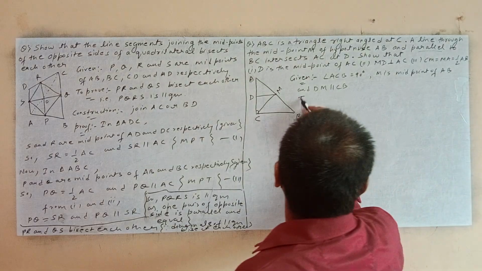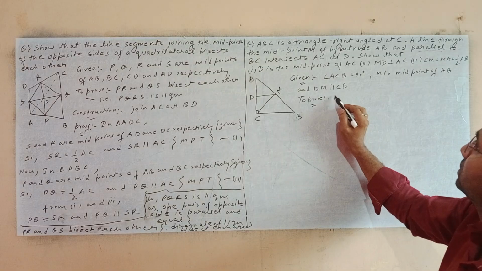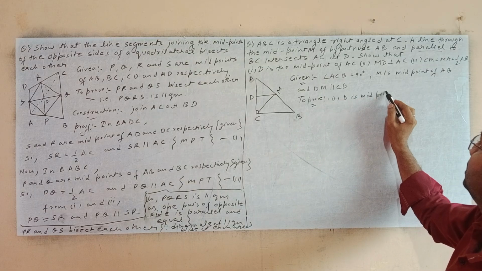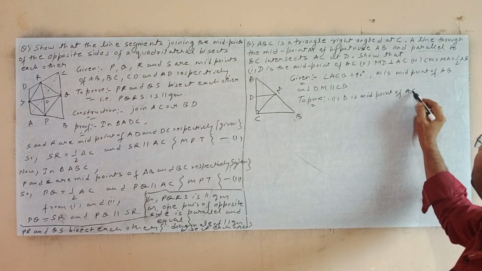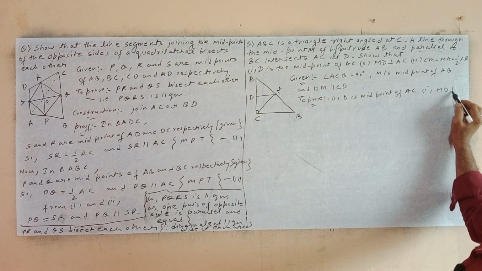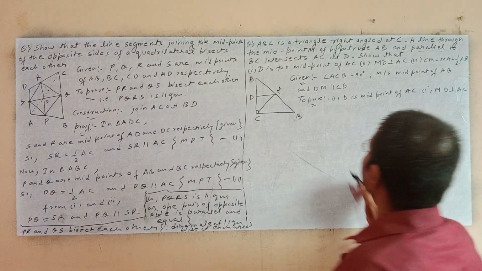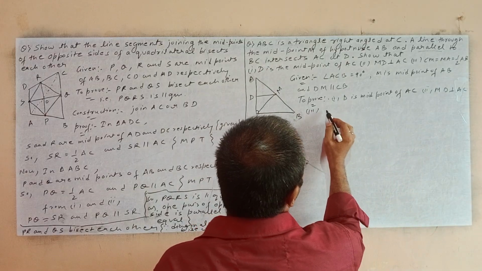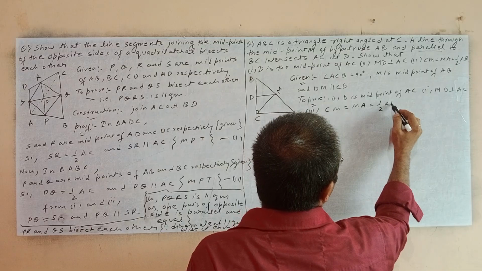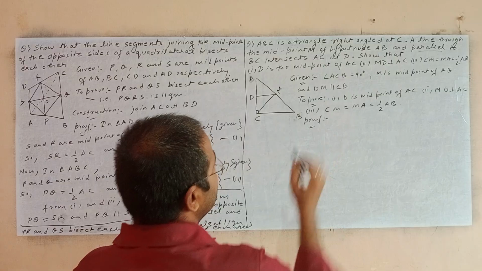Okay. To prove, you have to prove first, D is midpoint of AC. Second thing you have to prove, MD is perpendicular to AC. Third thing you have to prove, CM is equal to MA is equal to half of AB.